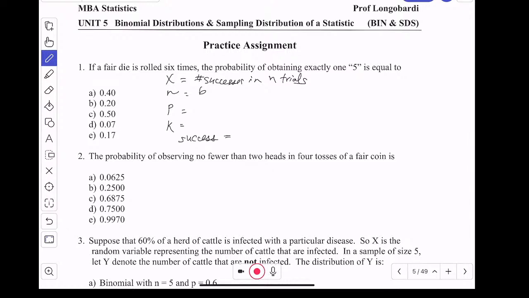So the term exactly 1 5 is referring to the outcome of all of the trials, because x could be 0, 1, 2, 3, 4, 5, or 6 5s. And I'm only interested in exactly 1 5.